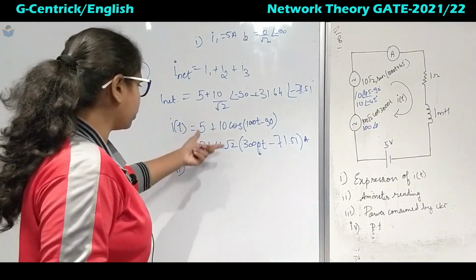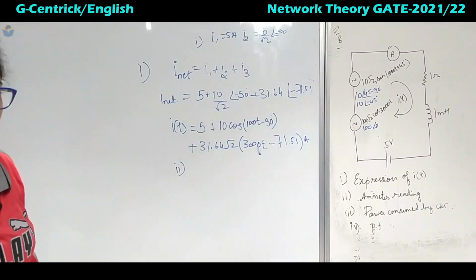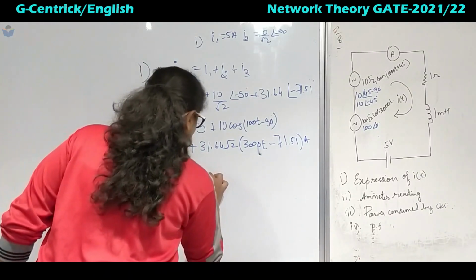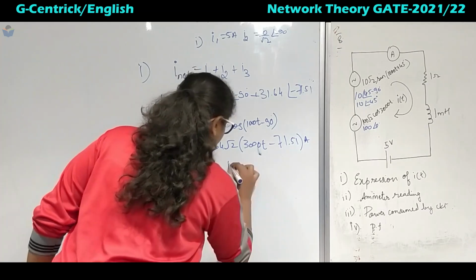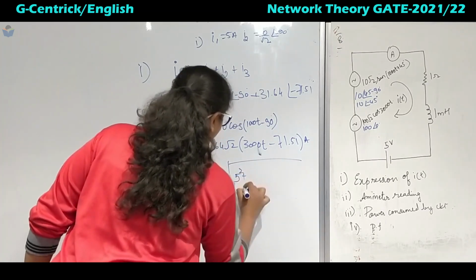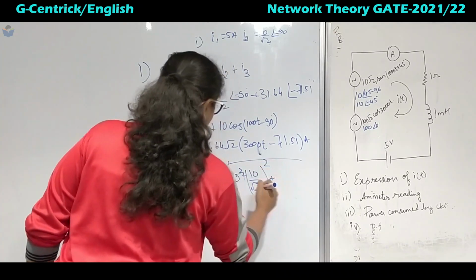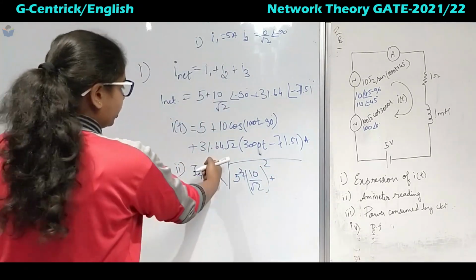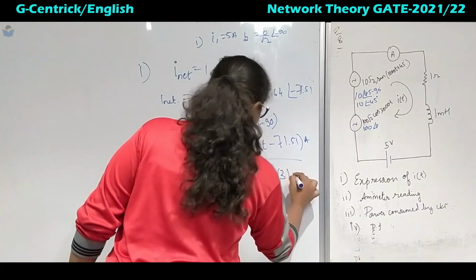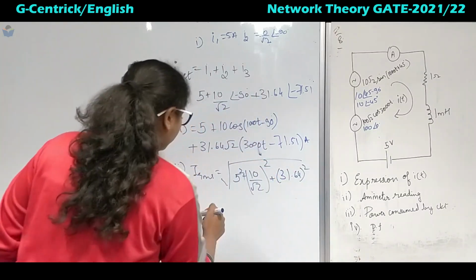So from this one you have to take the IRMS. We know how to calculate the IRMS. It is nothing but the square root of 5 squared plus (10 by root 2) whole squared. So this also we have to divide by root 2. Here it gets cancelled. So it will be 31.64 whole squared.